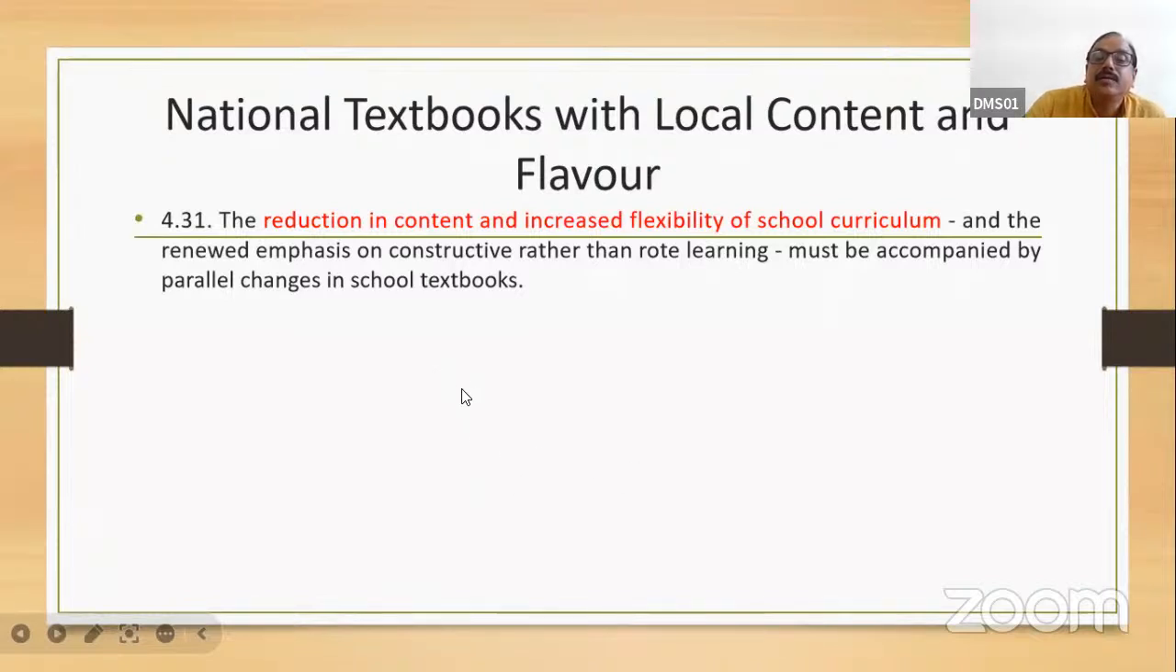So it says that whenever you are preparing a textbook, there should be reduction in content and increased flexibility in the school curriculum. That means it should not be a rigid form of textbook. It should give teachers the freedom to enhance it or bring rich experience into it, rather than doing it in a mechanical way. And it emphasizes constructivist rather than rote learning. That means your textbook development must be based on constructivist philosophy, adopting a constructivist approach.